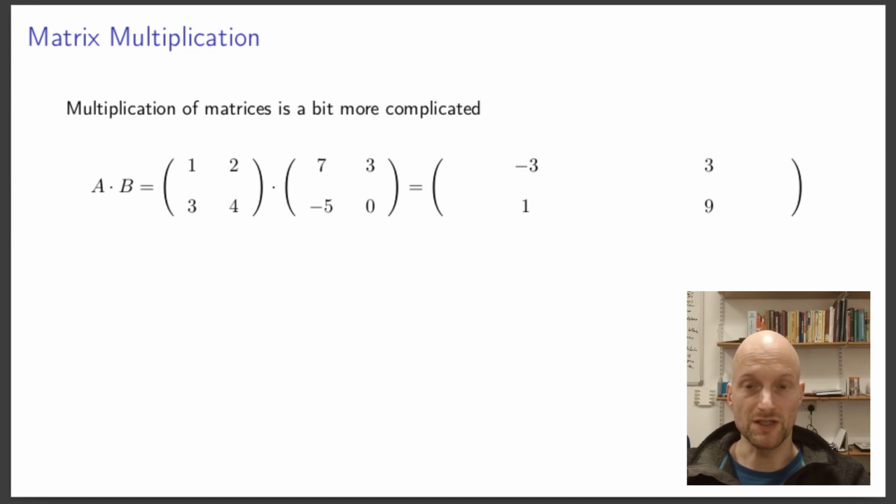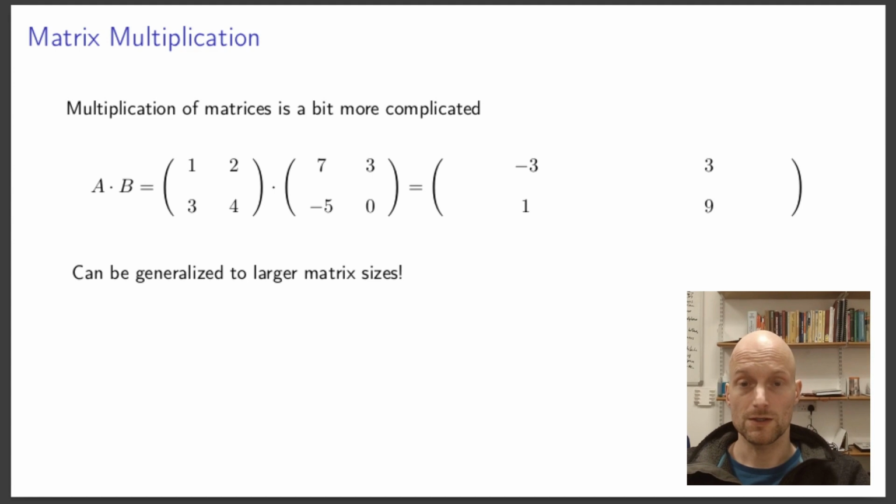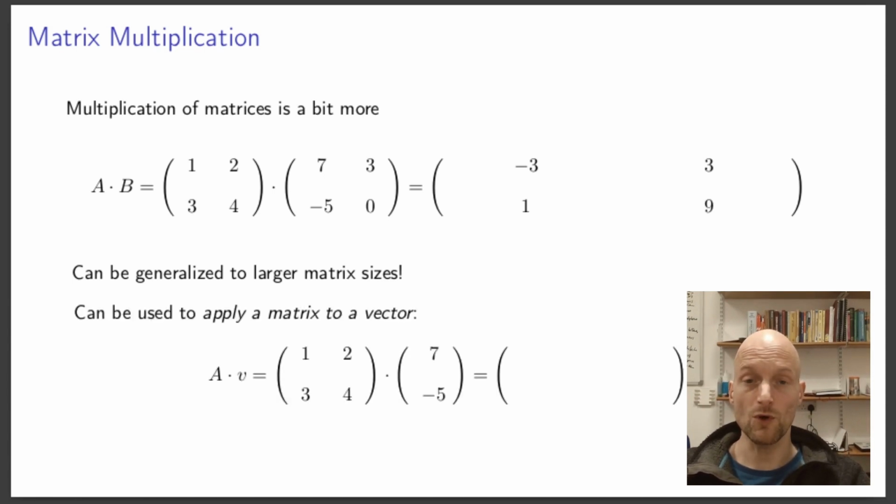This procedure here can be generalized to larger matrices as well. So you can multiply a 3 by 3 with a 3 by 3 matrix. You would again take the corresponding rows and columns of the left-hand and right-hand side factors and calculate these sums of products to determine which numbers go to the corresponding values on the right-hand side. But instead of going into details here, I would like to focus on one more thing, which is the application of a matrix to a vector.